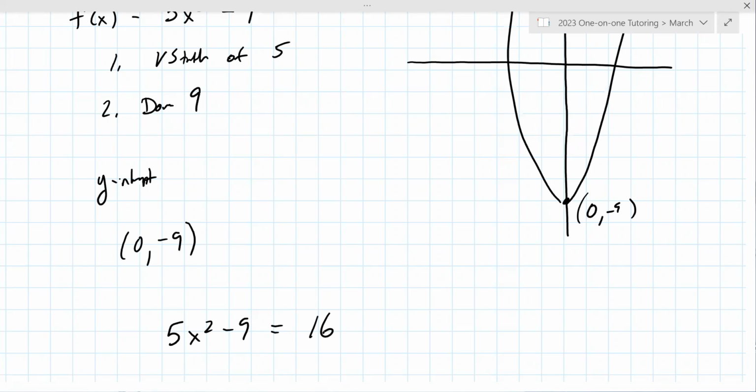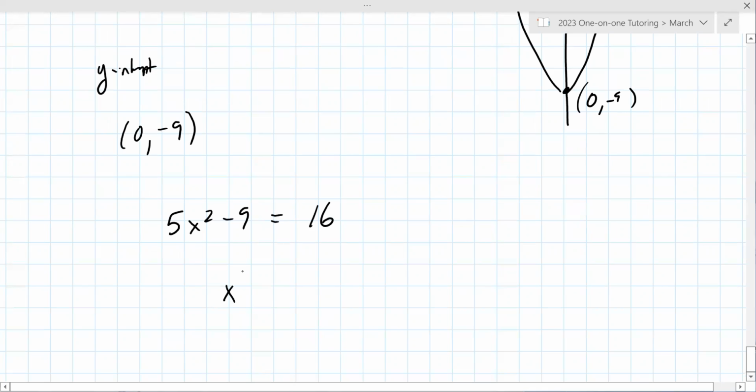Then you square root both of them. You get x equals plus or minus square root of 5. Hopefully you're writing square root of 5. That's simple. Then you get your y-intercept.